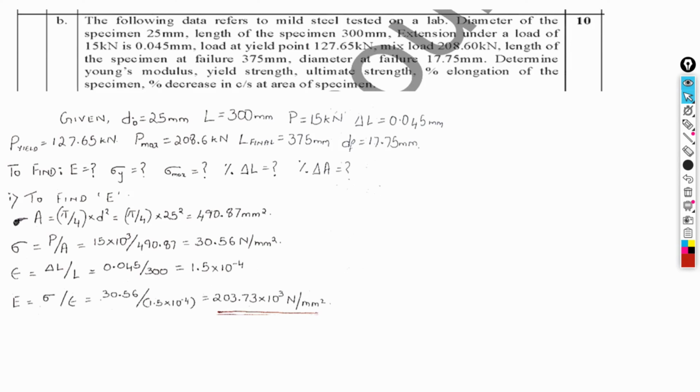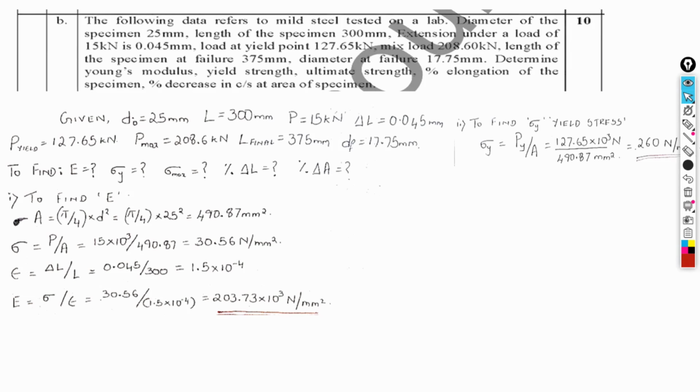Young's modulus E equals stress by strain, sigma divided by epsilon. This formula is derived from Hooke's law. Stress is directly proportional to strain. After rearranging the equation, we get E equals sigma by epsilon. You all learn this in the regular classes. So the formula for Young's modulus, we have to know, is E equals sigma divided by epsilon. That equals 30.56 divided by 1.5 into 10 raised to minus 4. After solving, we get Young's modulus E equals 203.73 into 10 raised to 3 Newton per mm square. This is the solution for Young's modulus.